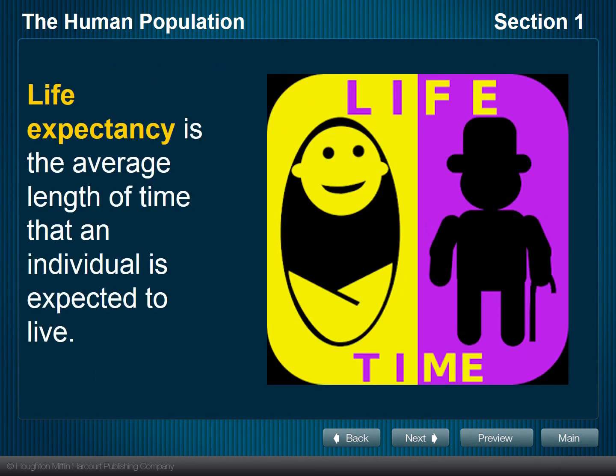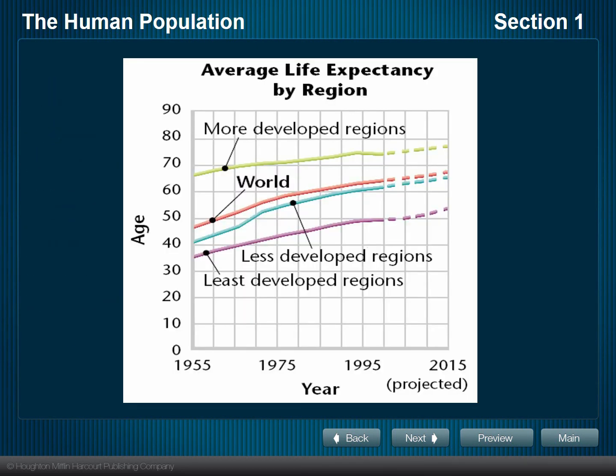Life expectancy is the average length of time that an individual is expected to live. Life expectancy is most affected by infant mortality, the death rate of infants less than a year old. Expensive medical care is not necessarily helpful in preventing infant deaths. Infant health is more affected by parents' access to education, food, fuel, and clean water.